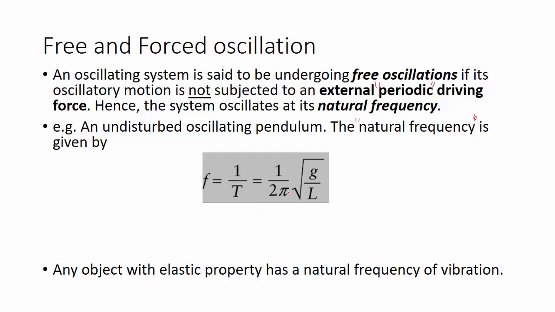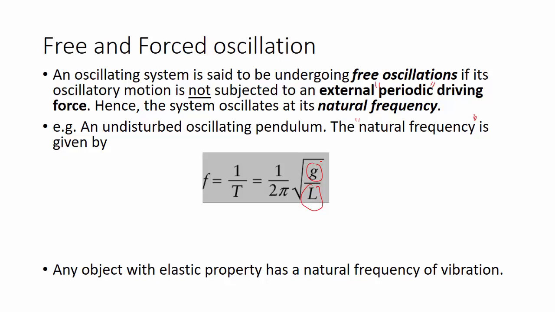Like we saw in this equation in the previous lecture, the frequency is determined by L, the length of the pendulum, and g. It is the same for every pendulum. It doesn't matter what mass you put. If you use the same length, in the same place, with the same g, you will have the same frequency. This is called the natural frequency. So every system that has some elastic property will be able to oscillate naturally with this frequency.